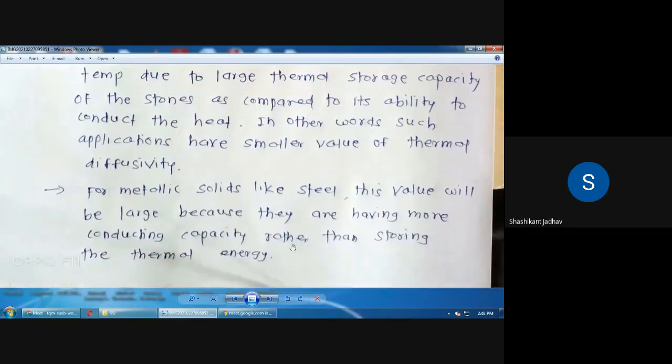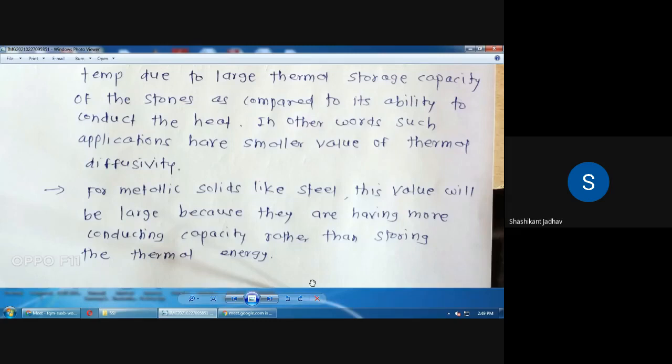आणि thermal diffusivity व्हॅल्यू कधी जास्त लागणार आहे? Write down the second example. For metallic solids like steel, this value will be large because they are having more conducting capacity rather than storing the thermal energy. जे काही मेटल्स असणार आहेत स्टील वगैरे तर त्याच्यामध्ये हीट कंडक्ट मॅक्झिमम होते ॲज कम्पेअर टू दी स्टोरिंग दी हीट. सो देअरफॉर फॉर दिस मेटॅलिक सॉलिड द हायर थर्मल डिफ्युजिव्हिटी इज देअर. ओके, मोर कंडक्टिंग कॅपॅसिटी रादर दॅन स्टोरिंग दी थर्मल एनर्जी.